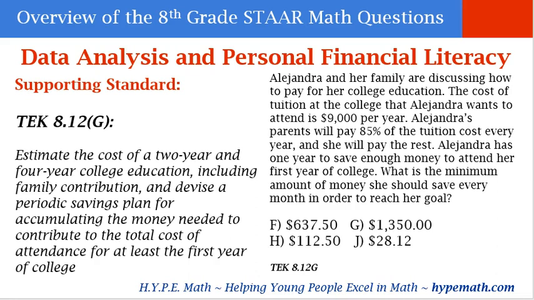Last example, this is a supporting standard, TEKS 8.12G, estimate the cost of a 2-year and 4-year college education, including family contribution, and devise a periodic savings plan for accumulating the money needed to contribute to the total cost of attendance for at least the first year of college. And in our example, Miss Alejandra is discussing college with her family, and she wants to attend. It shows how much it's going to take for her to attend college, how much her family will be able to pay, and how much she is going to have to save in order to attend that first year. You made it.